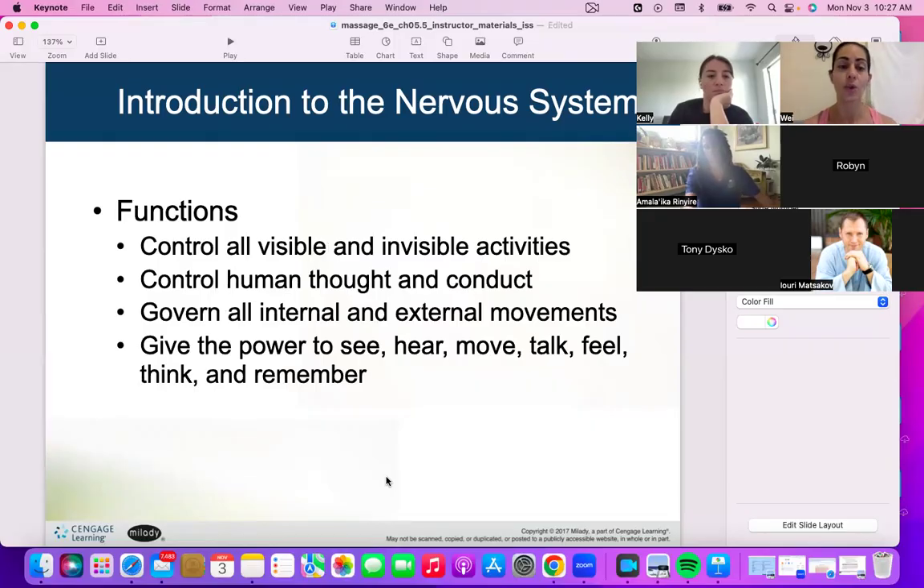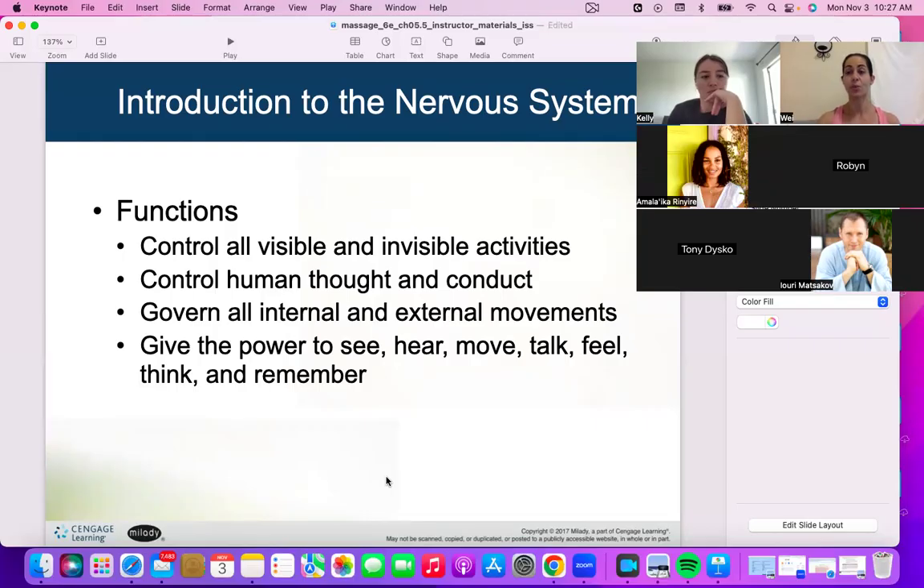Other function, it controls all visible and invisible activities. So things we can't see, right? It controls the internal environment inside our body and also controls the things that we can see, which is our external environment. Also, the brain or the nervous system controls our thoughts and conduct and how we behave. It governs all internal and external movements. So the movements of the inner body and outer movement, which is our coordination, our hands and arms and feet and all that kind of stuff.